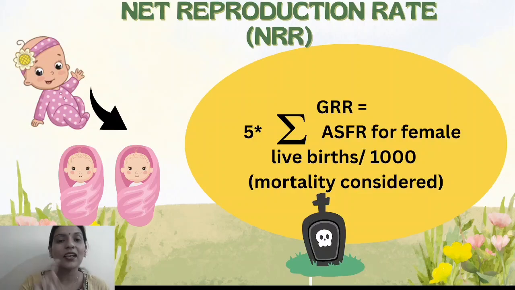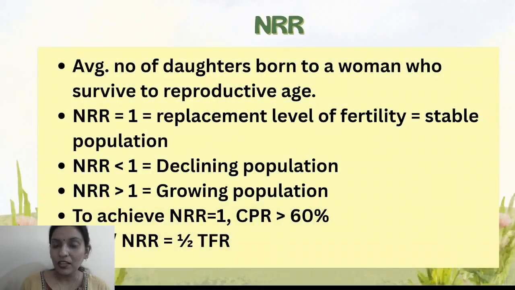Okay. So both NRR and GRR have in the numerator only the daughters or only the female live births. That is one important point. Rest all the indicators had the total live births, meaning both sons and daughters were included in the numerator. One more MCQ point: the indicator which takes into consideration mortality is nothing but your NRR or net reproduction rate. Now finally, we'll stop with these MCQ points. So NRR is the average number of daughters born to a woman who survived to reproductive age. That's why we said mortality is being considered.